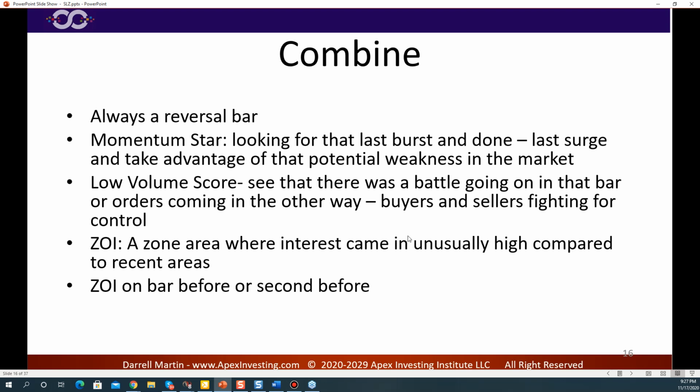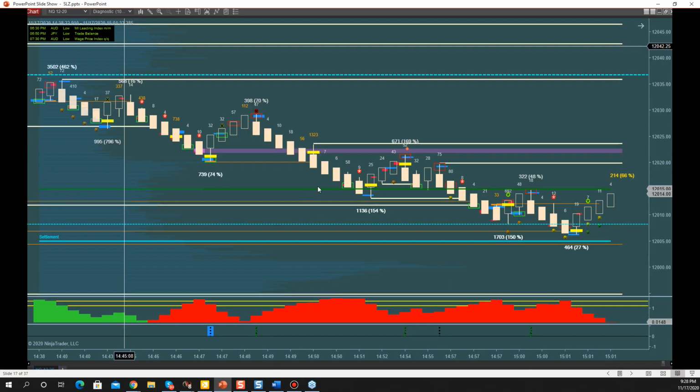Now, the ZOI has to be on the bar before the reversal bar or the second one before the reversal bar. And I'll show you what I mean. Also, some of you question, does the ZOI color matter? Meaning, do I only go long if the ZOI was a green color for long? Or do I only go short? Well, let me tell you right now, it does not matter. Okay? Let me just show you a quick example of something here.